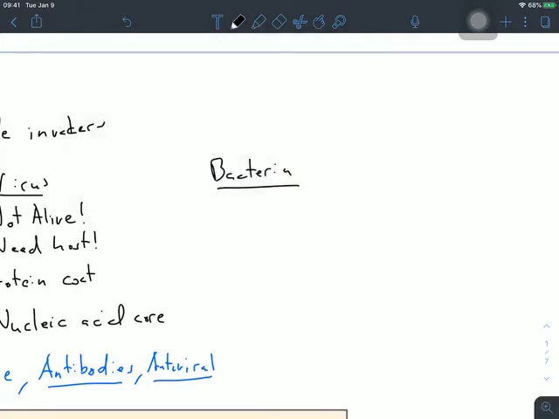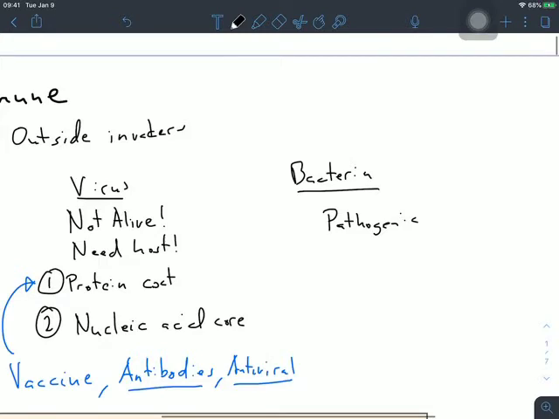Bacteria are living cells. They are on their own. They are pathogenic, or can be, meaning that they can make you very sick. They have all the markings of a living cell, so we don't need to discuss their components. They have all 4 of the macromolecules, and they replicate.